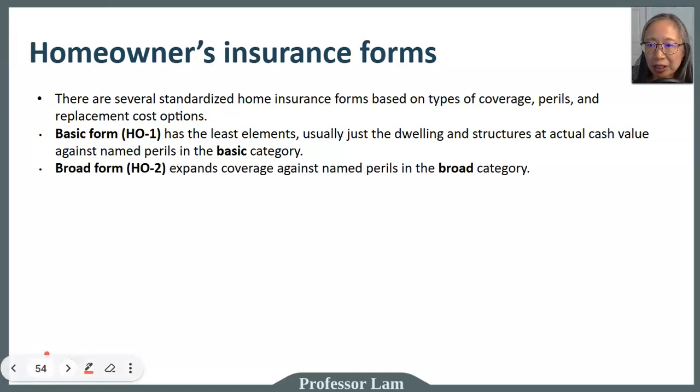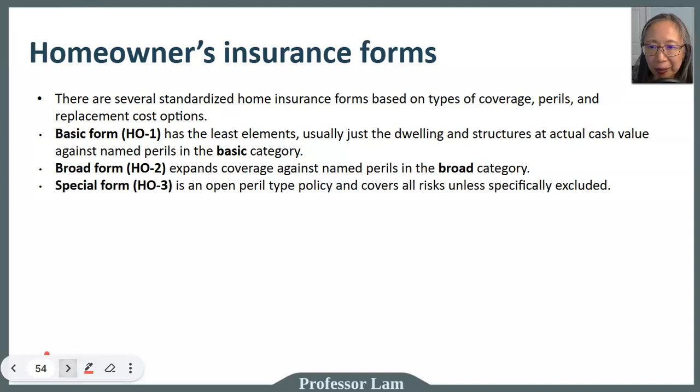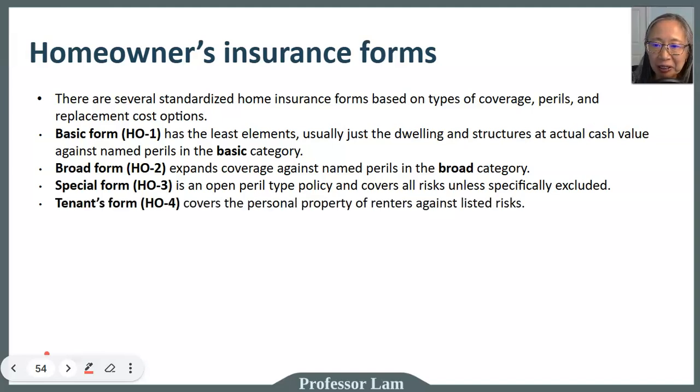Form 2 expands the coverage in the broad category. Form 3 is an open peril policy. And the tenant form is actually the renter's policy. Renter's insurance is called tenant's form, but it's actually the renter's policy. We already talked about that in the very beginning.